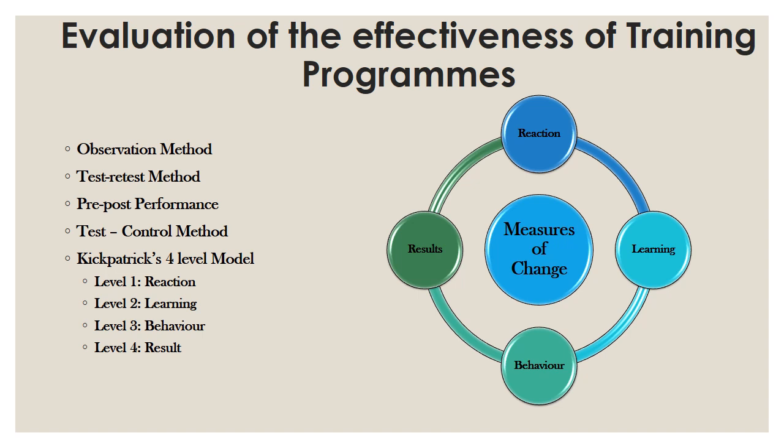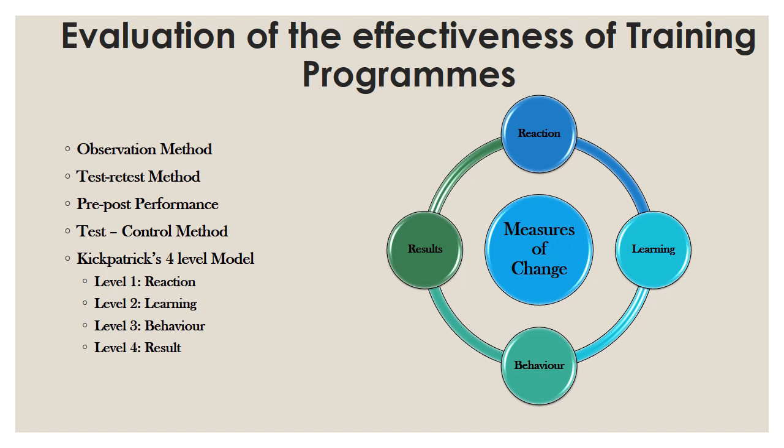Next is the test control method. What is the test control method? In the test control method, we evaluate the training effectiveness. So what happens is trainees are divided into two groups. First group is the control group and second group is the test group. What happens in the control group? They work on the job, but they are not given any training. Whereas the test group, they are told to work, and they are also trained.